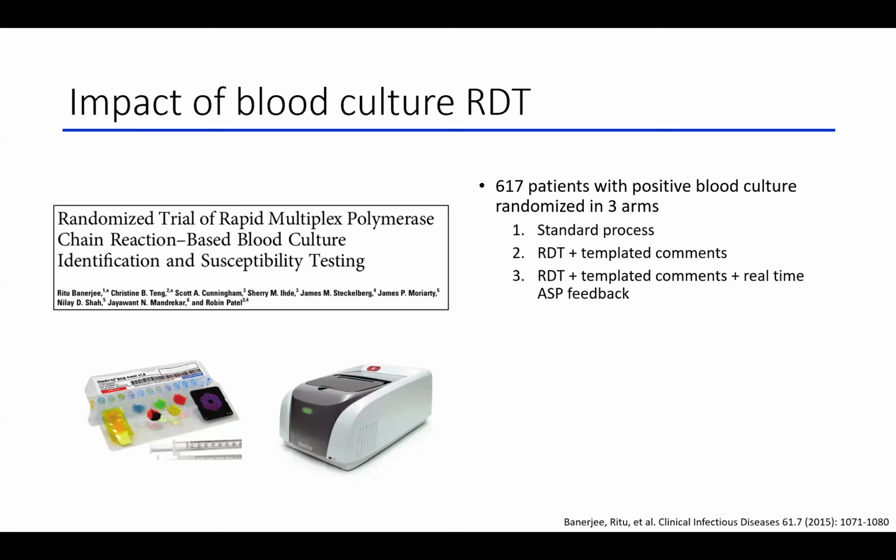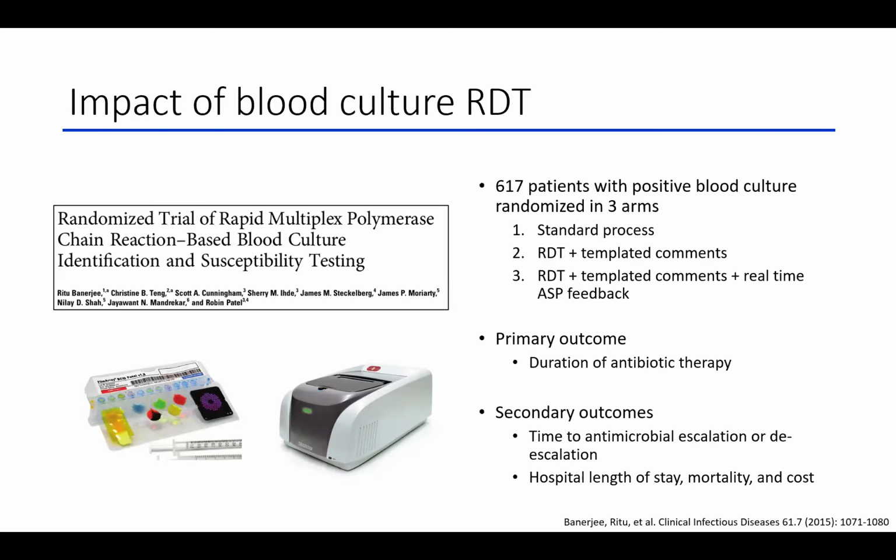So this is really measuring the effect of the rapid diagnostic test and the effect of stewardship, which hadn't been done before at this time. And so the primary outcome they're looking for is duration of antimicrobial therapy. Secondary outcome, they wanted to look at escalation, de-escalation, and then the general patient outcomes, hospital length of stay, mortality, cost, all those patient outcomes, but also things to make our administrators happy, which is cost.